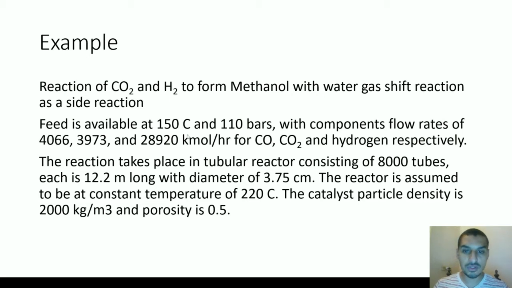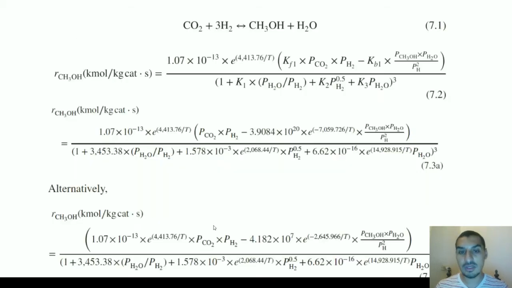We know all the conditions of the feed, the temperature, the pressure, and the flow rates of the components of the feed. And we know that it's a PFR with 8,000 tubes, and each is 12.2 meters long, and the diameter is 3.75 centimeters. So we kind of know everything, and we know that the reactor is assumed to be isothermal at 220 degrees Celsius, and we know some information about the catalyst, about the particle density, and the porosity.